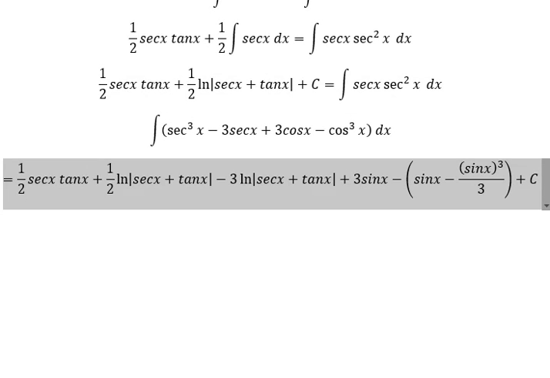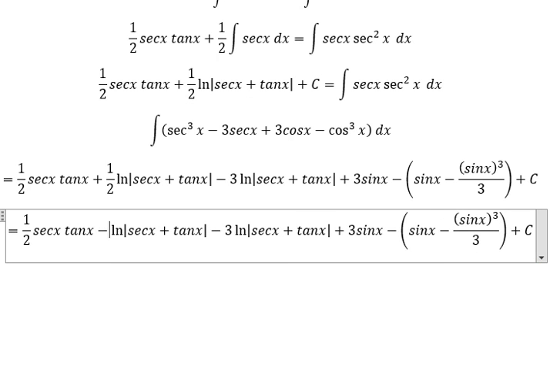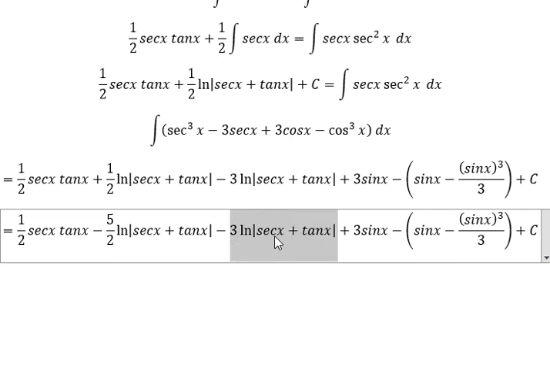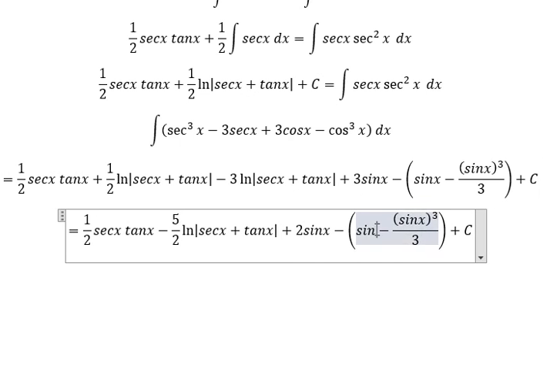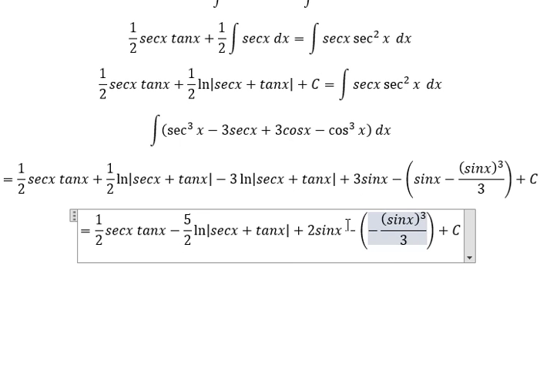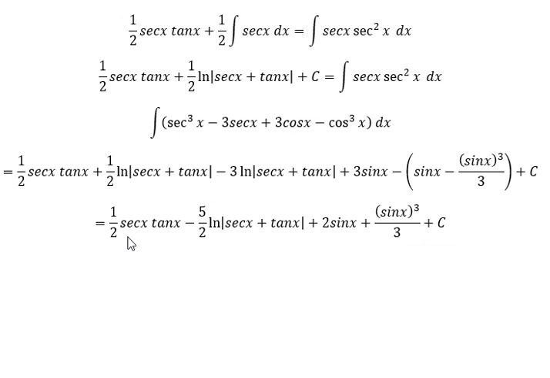And now we need to simplify 1 over 2 minus number 3 in here. We have negative 5 over 2. 3 sine s minus sine s, we have positive number 2 sine s. Negative, we have positive. And this is the final answer. This is the end. Thank you for watching.